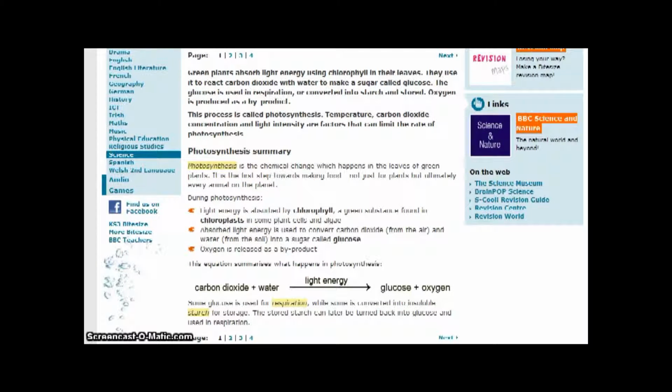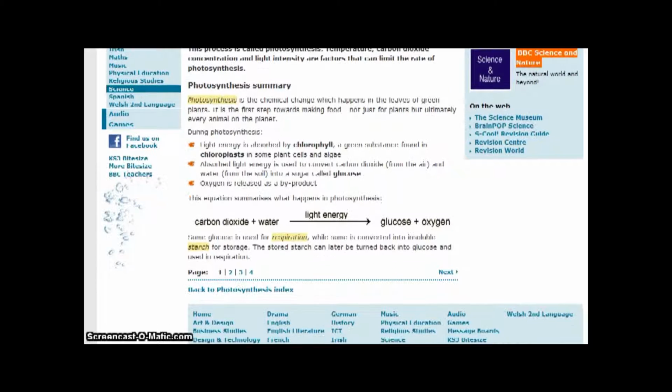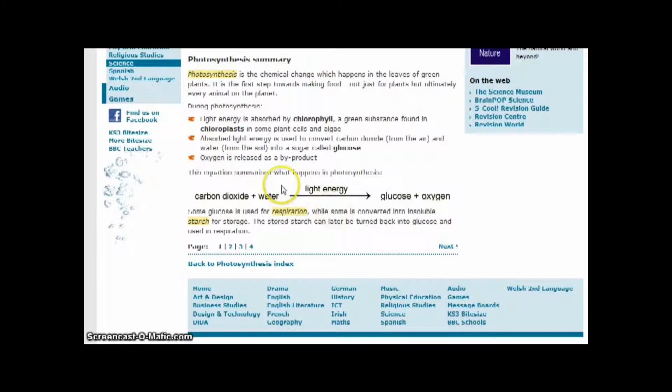So the light energy is absorbed by chlorophyll, and the absorbed light energy is used to convert carbon dioxide and water into a sugar called glucose. Oxygen is the byproduct. So then we see the equation: carbon dioxide add water, arrow, light energy, equals glucose add oxygen. Then that reverse we all know is respiration.